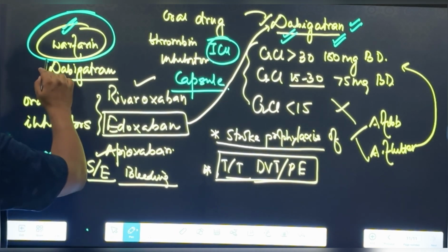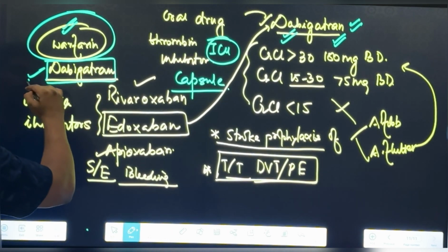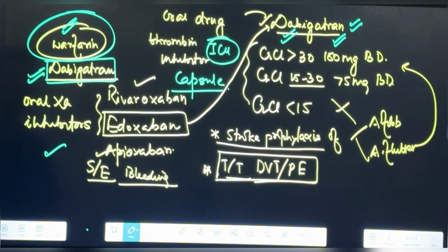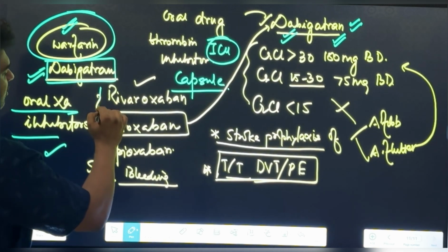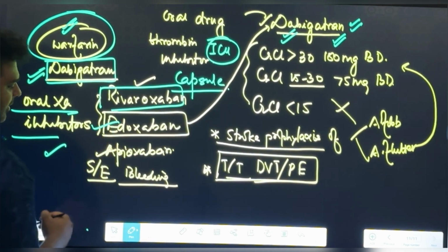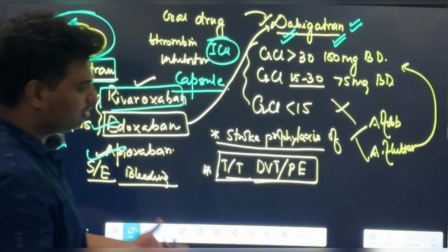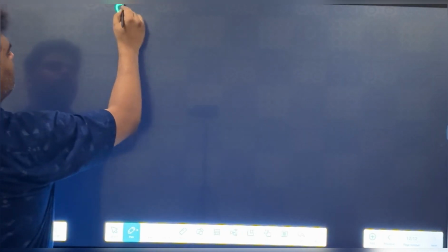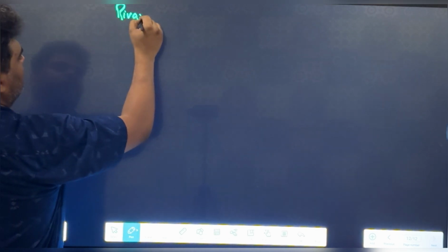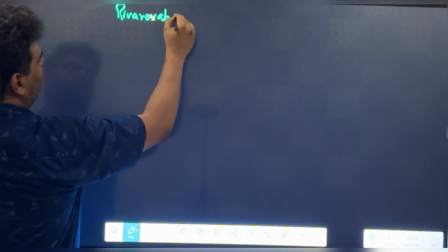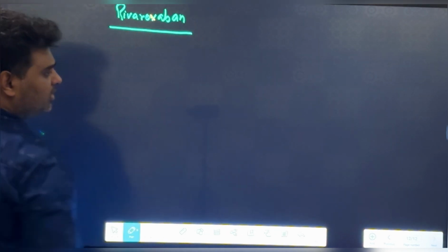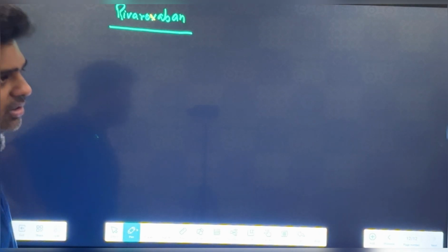So this was about dabigatran. This is one anticoagulant that you can use. Second are the oral Xa inhibitors like rivaroxaban, edoxaban and apixaban. We can also use them. For example, if we talk of rivaroxaban, it is an oral drug. It is an Xa inhibitor drug.